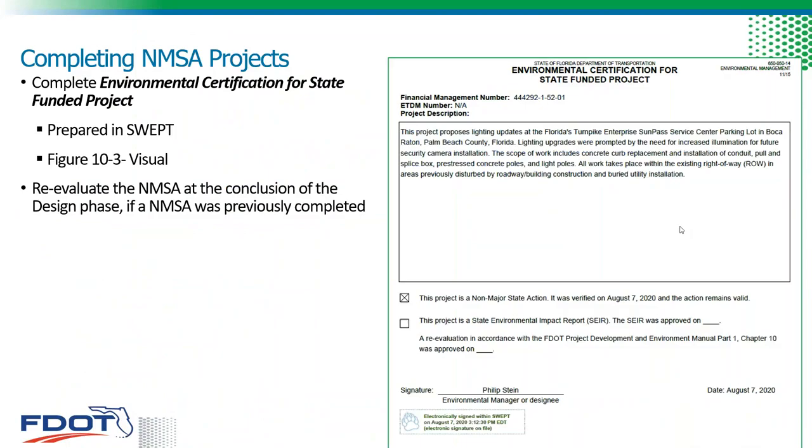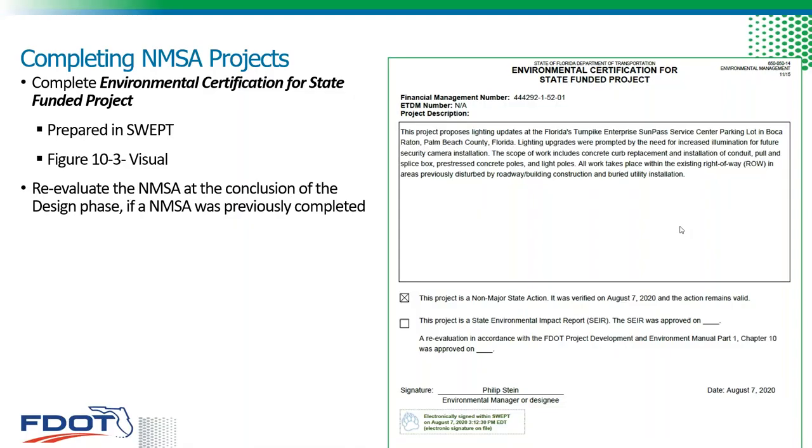So after signing the checklist, the environmental certification for state-funded projects form is prepared in SWEP. The environmental manager's signature on this form certifies that the environmental analysis has been completed, and it provides environmental clearance to continue through the project delivery process. This form is also done in reevaluations, and we're going to go over this a little bit more when I go over reevaluations tomorrow.